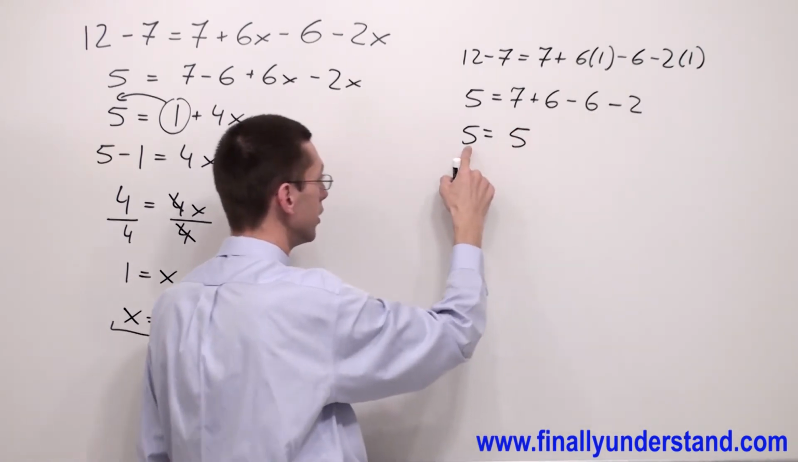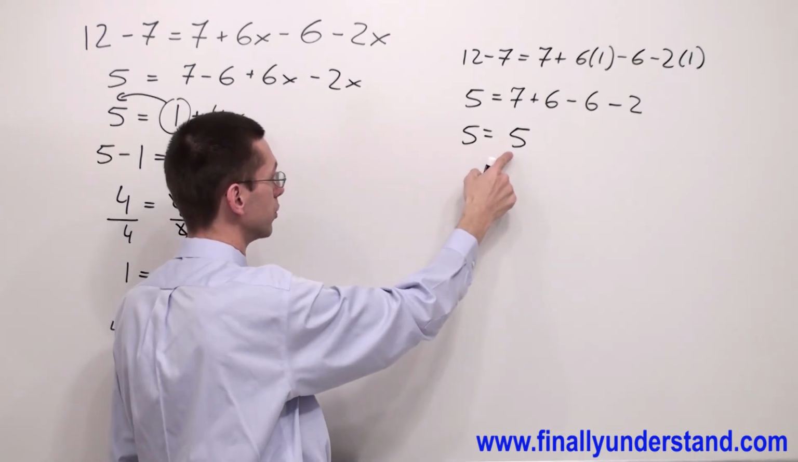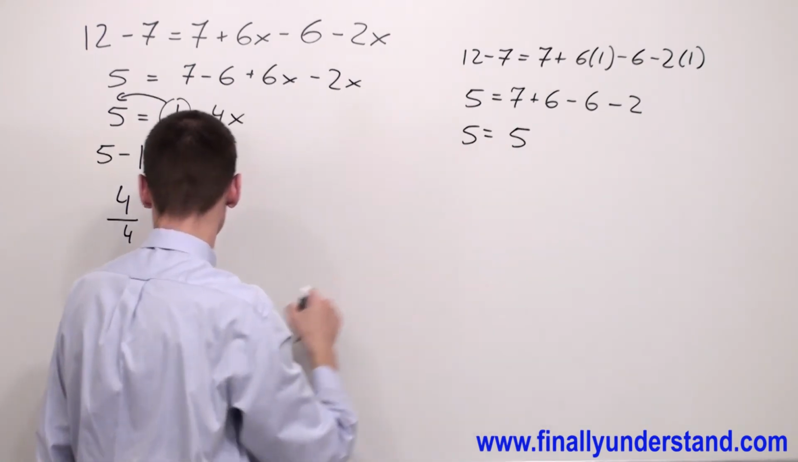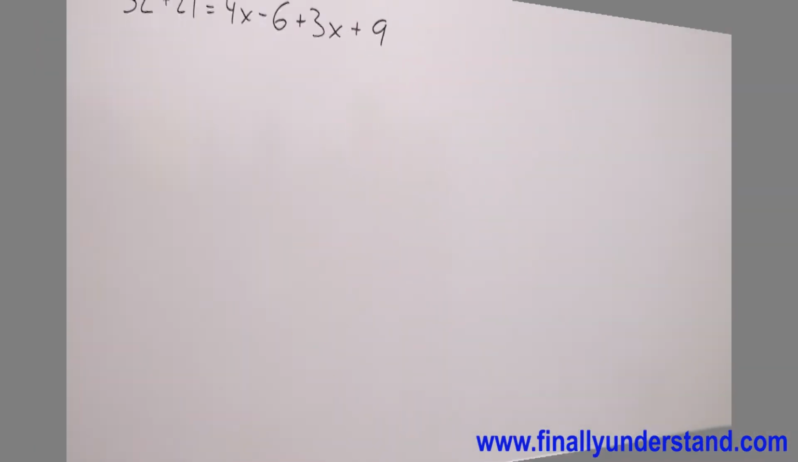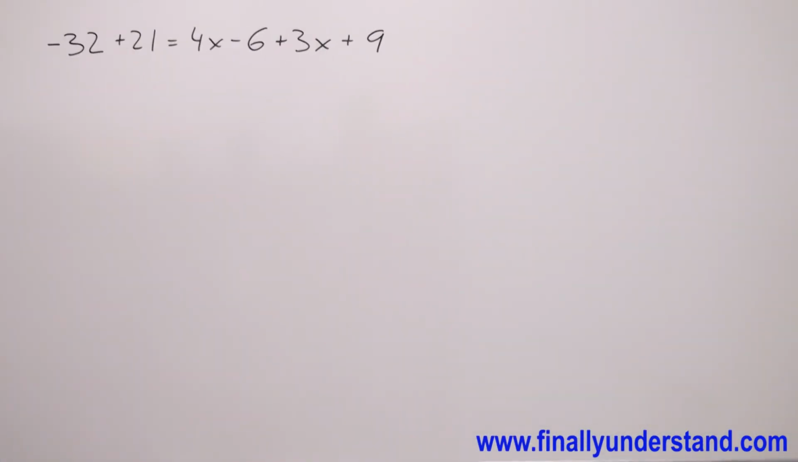As you can see, the left side of my equation is equal to the right side. That's why this is the answer to my problem. Let's take a look at the second example. Again, we're supposed to first combine the like terms.